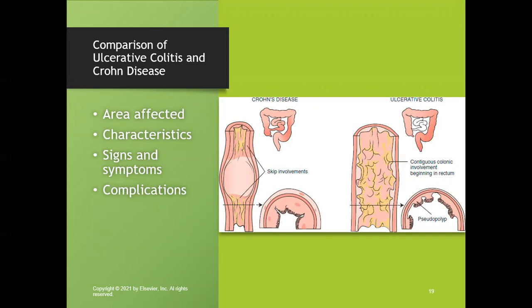So signs and symptoms are what we talked about before. Complications: both can cause perforation, both can cause malnutrition, malabsorption, both can cause diarrhea or even constipation, technically. Lots of issues. Now, with ulcerative colitis, we do develop those pseudopolyps, as shown in the picture.